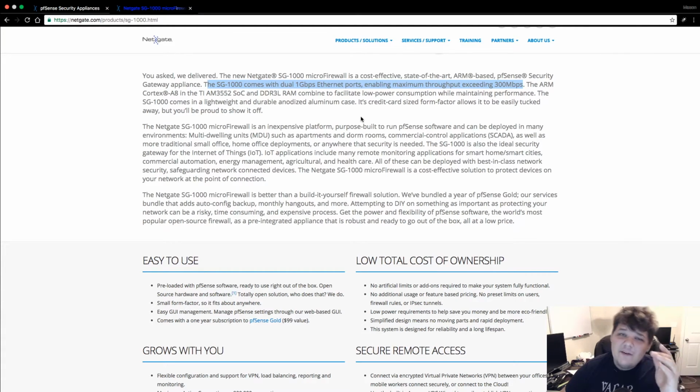But unless you live in an area where you're not dealing with this, or your down connection is 10 megabit, and that's on a good day, then this really isn't going to hinder you, and it is going to get you into the pfSense market and allow you to play with it for a relatively cheap cost.